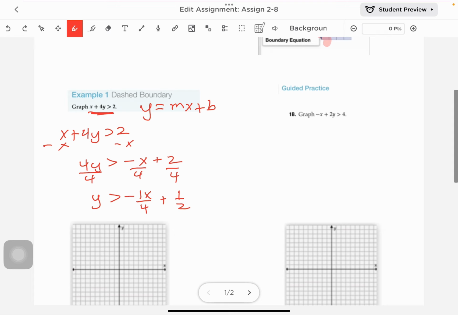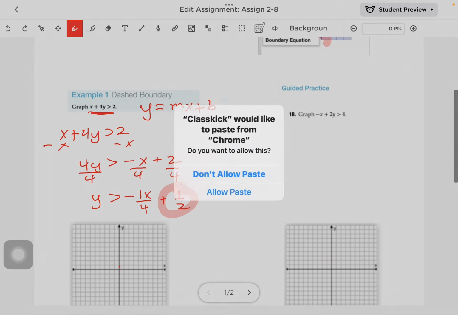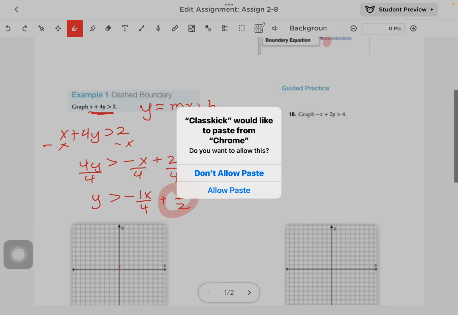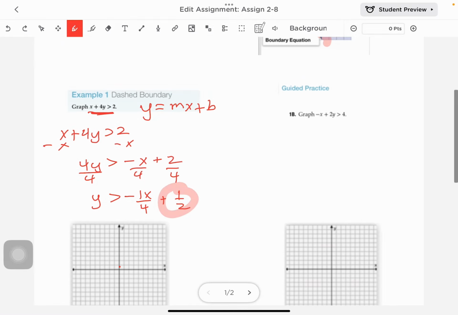Now we can graph this by going to 1/2 on the y-axis, and 1/2 is roughly right here, and we're going to go down 1 and to the right, 1, 2, 3, 4, 1, 2, 3, 4. Because our inequality does not have a line underneath it, that means it's not equal to, so we're going to do what's called a dotted line or a dashed line, and that creates our line.